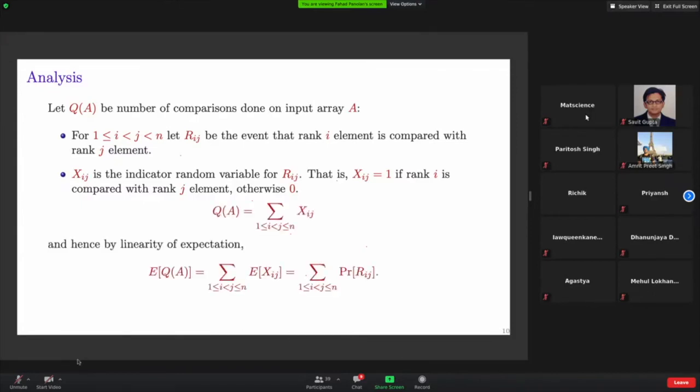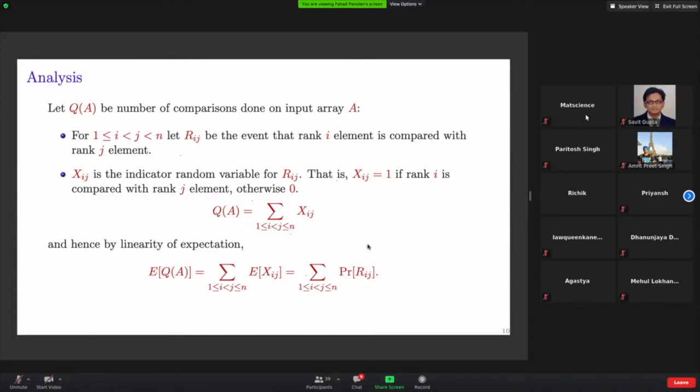Now, there is something called linearity of expectation. I didn't mention it in the previous slide. What do I mean by linearity of expectation? Suppose I have two random variables x and y, then the expected value of x plus y is equal to the expected value of x plus the expected value of y. This is called linearity of expectation.